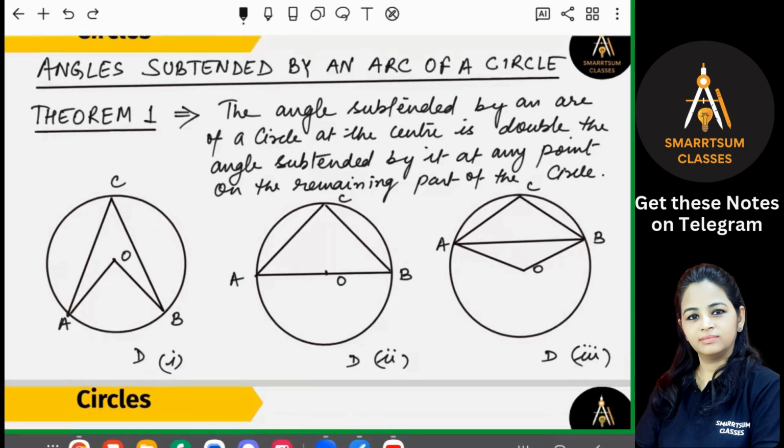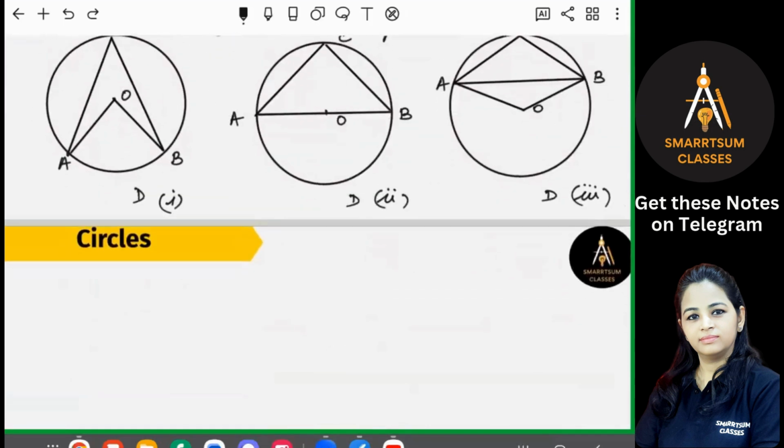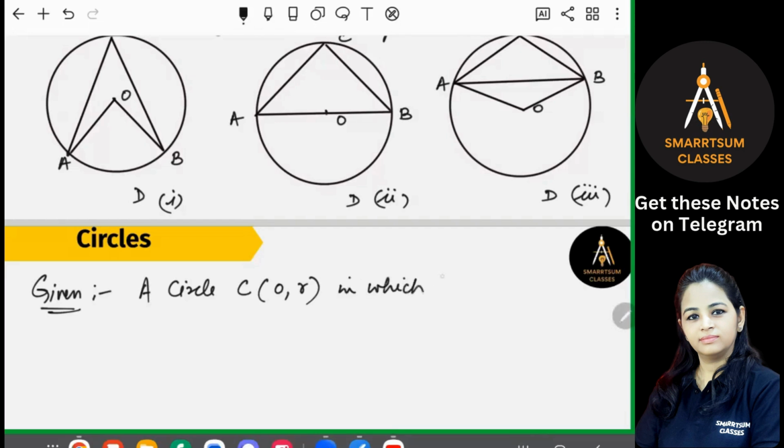Is that clear? So now, very first we will write down what is given. Given: a circle C with center O and radius R. In all three diagrams our circle is the same, with center O and radius R, in which arc AB subtends an angle AOB at the center.